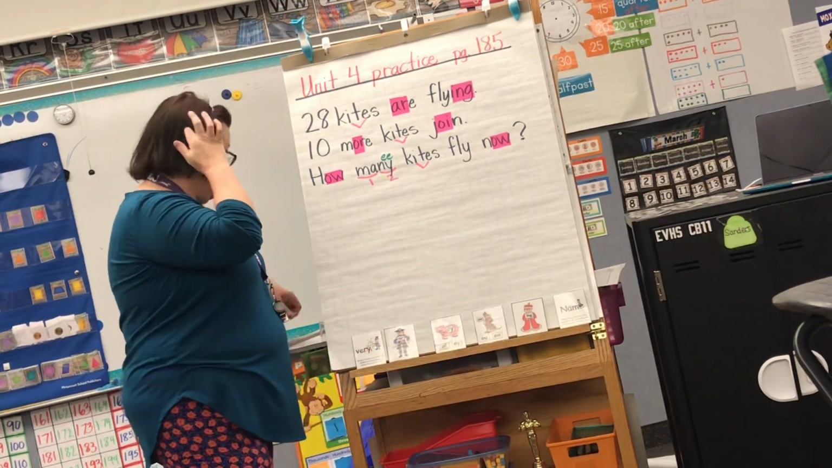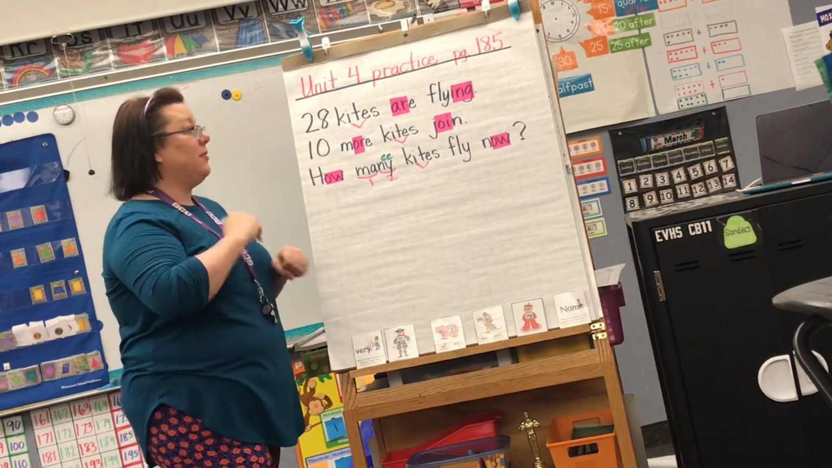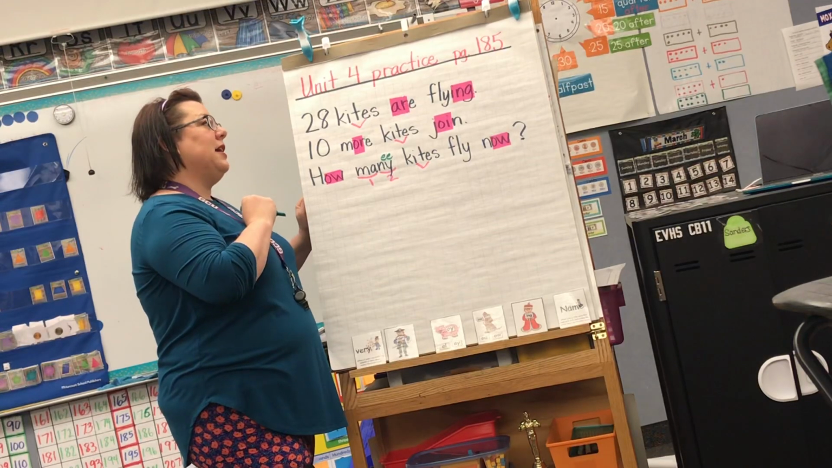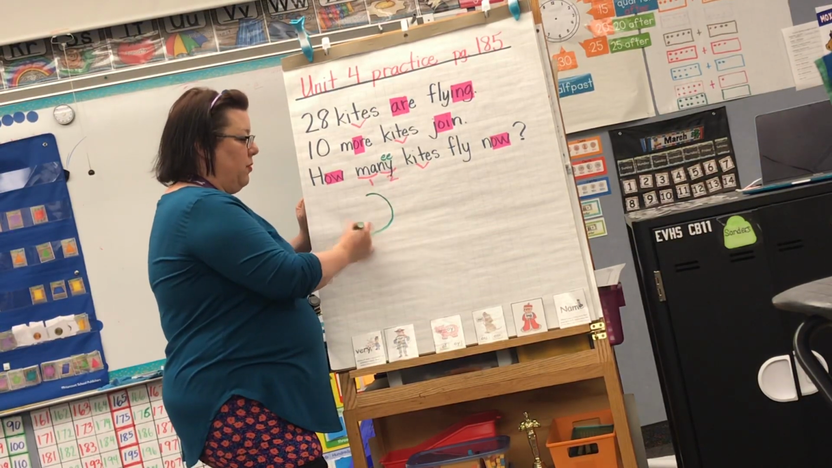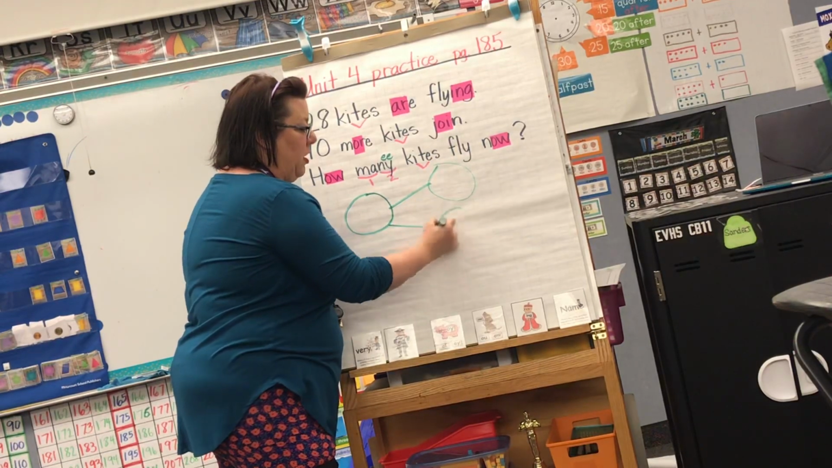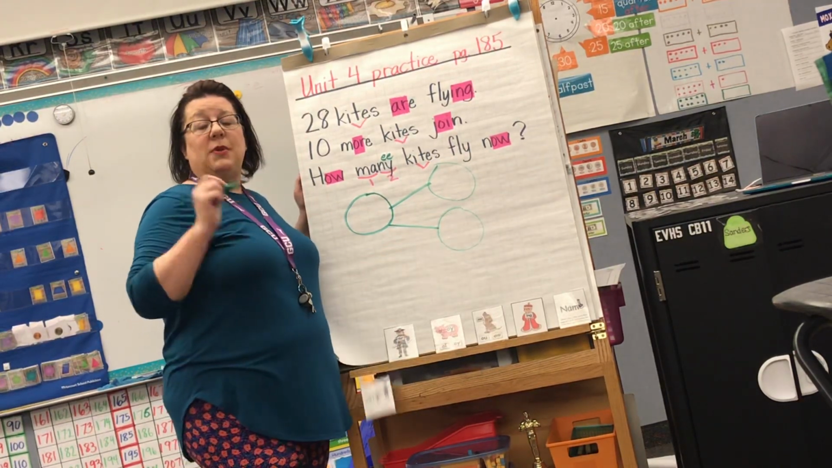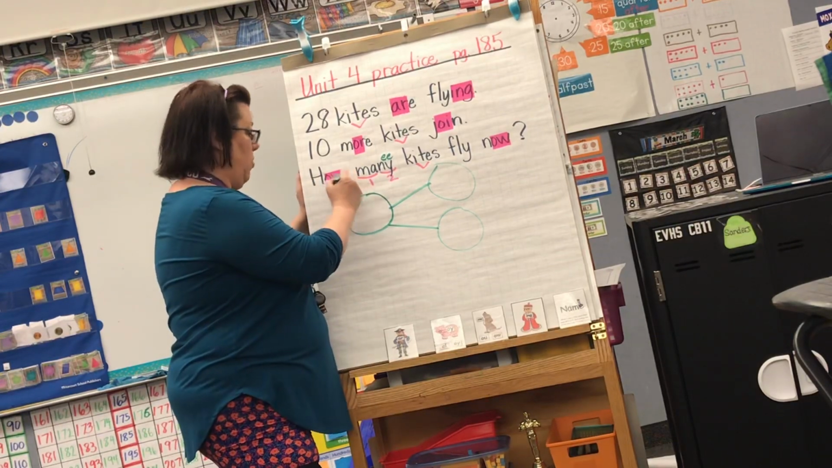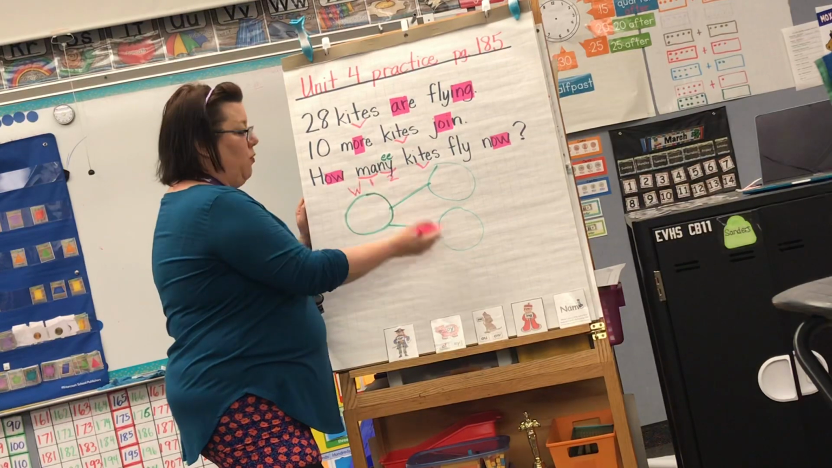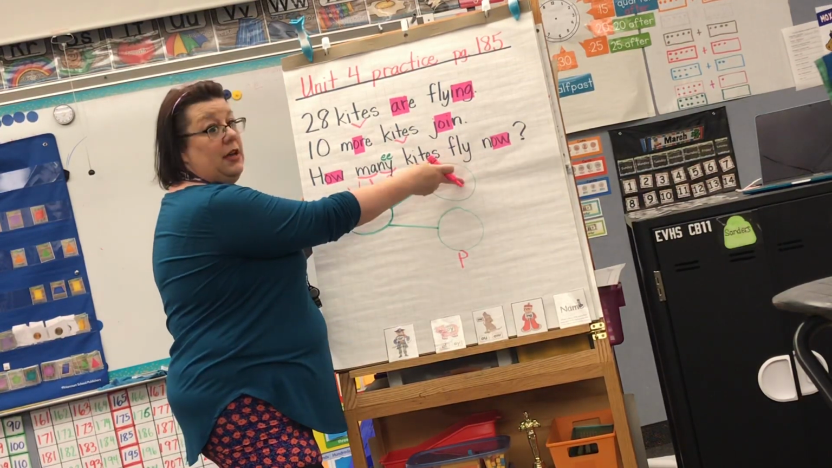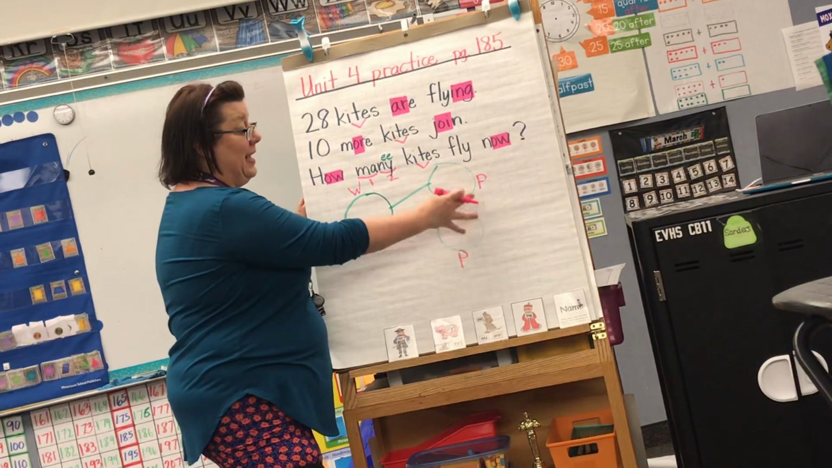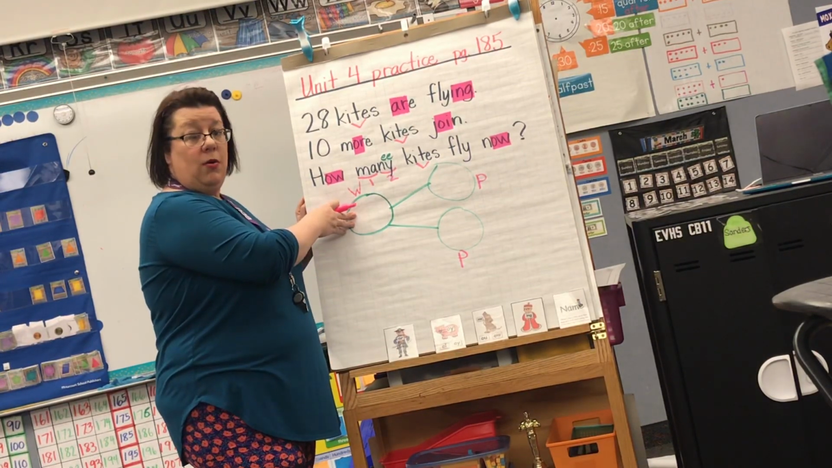Okay, so we're going to go ahead and solve this problem. It says 28 kites are flying. 10 more kites join. How many kites fly now? So one of the most important things to look for is your part whole, because if we know what the whole is, and one of the parts, we can always solve for the other part. Or if we know what both parts are, we can add them together to make the whole.